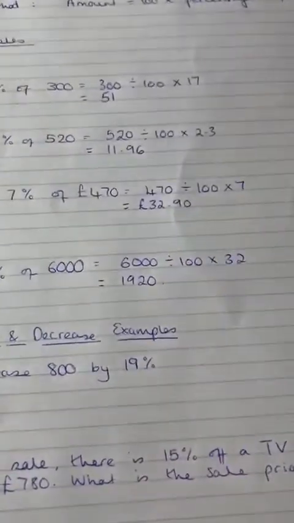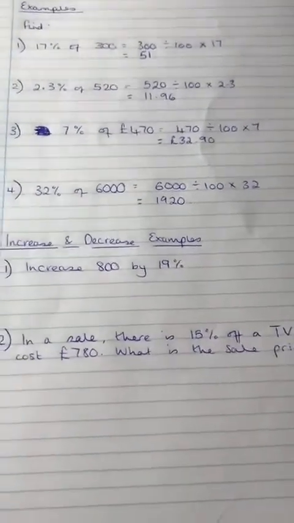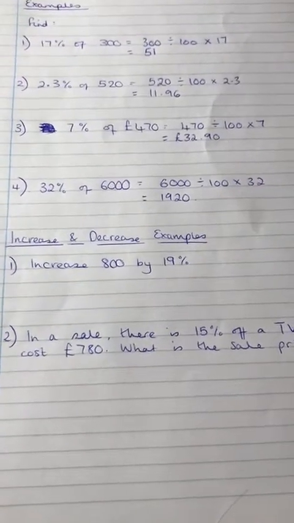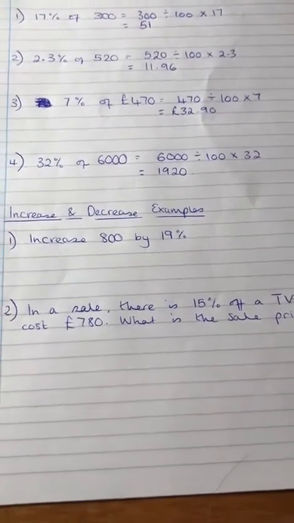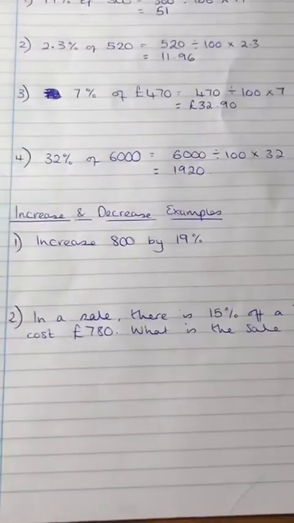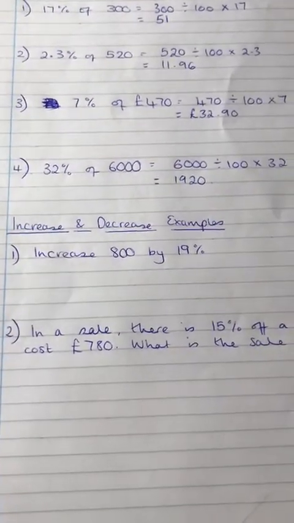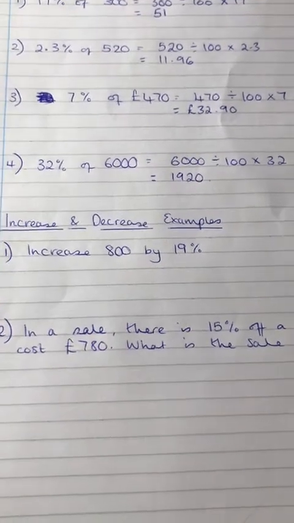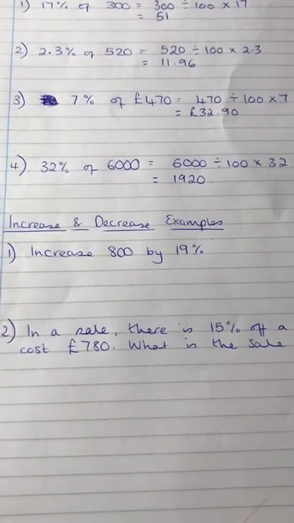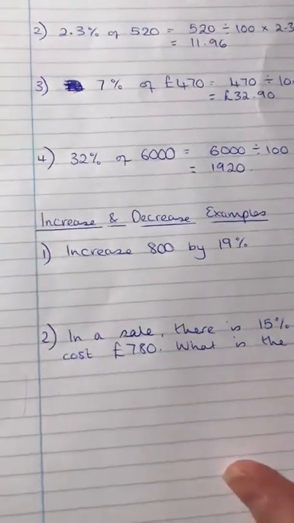Okay, and that's it. So now I've just got a couple of examples of increase and decrease questions. So the first one, just very basic. Second one is a worded example. So on the first one, it says increase 800 by 19%. So all you have to do here is work out what 19% of 800 is and then remember to add it on at the end.